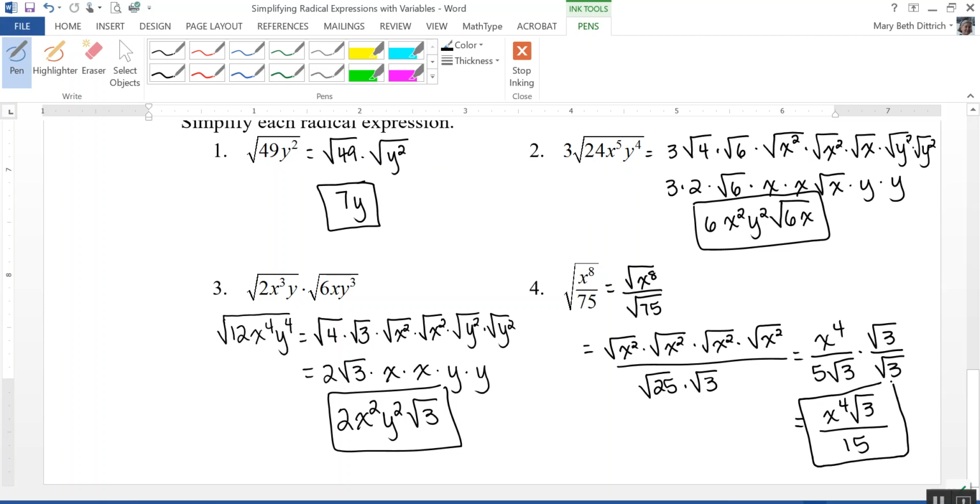So in this video, we took a look at how to simplify radical expressions that contain variables. Very similar to simplifying other radical expressions, we're looking for perfect square factors underneath the radical sign.